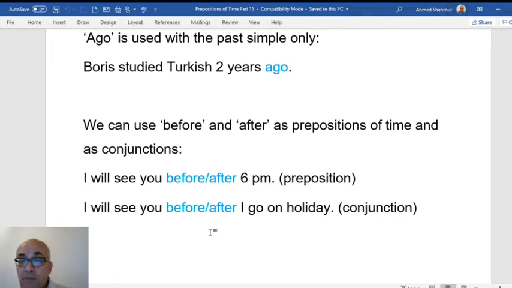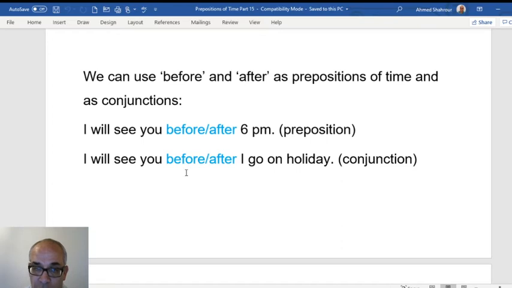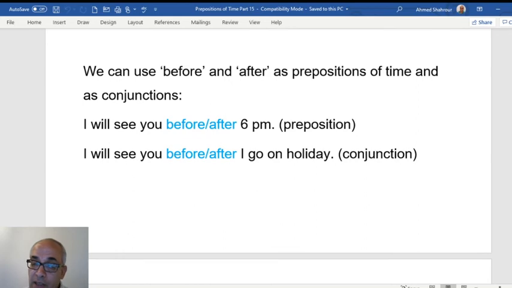I will see you before I go on holiday. Or you can say, I will see you after I go on holiday. So I use a sentence before and a sentence after before. So we can use before and after as conjunctions to join two simple sentences. Of course, here I put a slash, which means or. I will see you before I go on holiday, or I will see you after I go on holiday. You can use before as a conjunction, or you can use after as a conjunction.